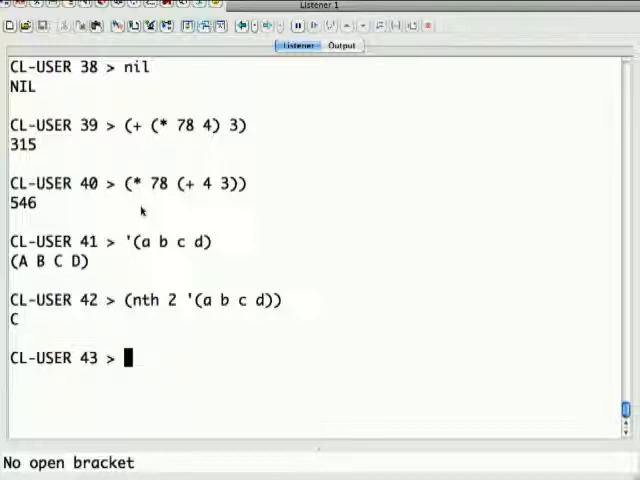Next time, we're going to talk a little bit about function definition, which is where you can really start to leverage the power of Lisp.